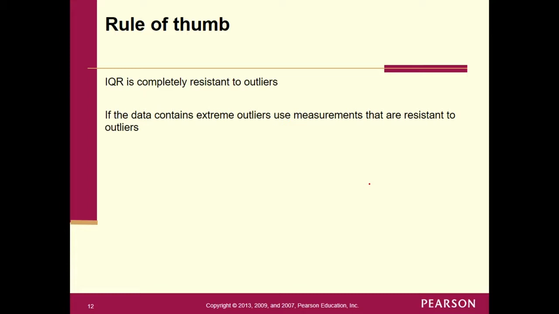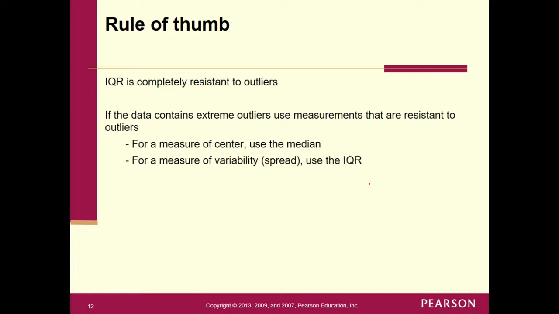As a rule of thumb, and you should know this for the exam, this will be beneficial to you: if the data contains extreme outliers, you want to use measurements that are resistant to outliers. For a measure of center, what is resistant to outliers? The median. If you have extreme outliers that will distort the mean, you use the median. How about for a measure of variability? The standard deviation is not completely resistant to outliers, so we use the one that's most resistant, which is the IQR.